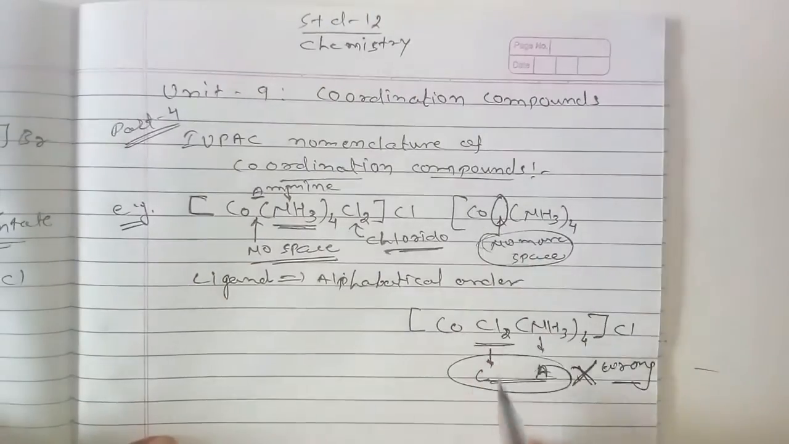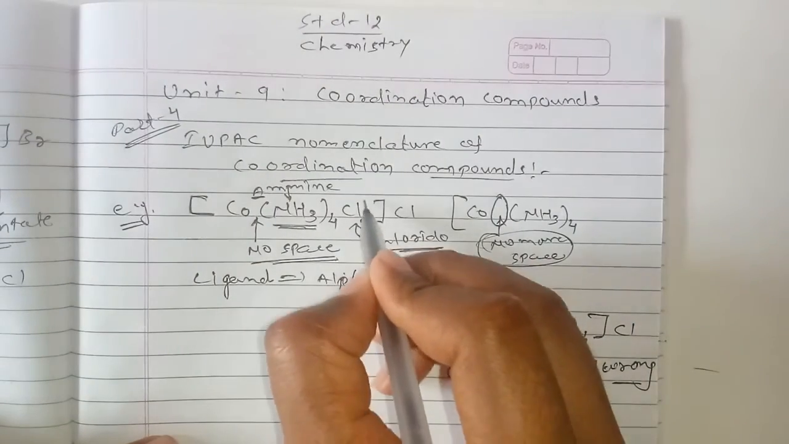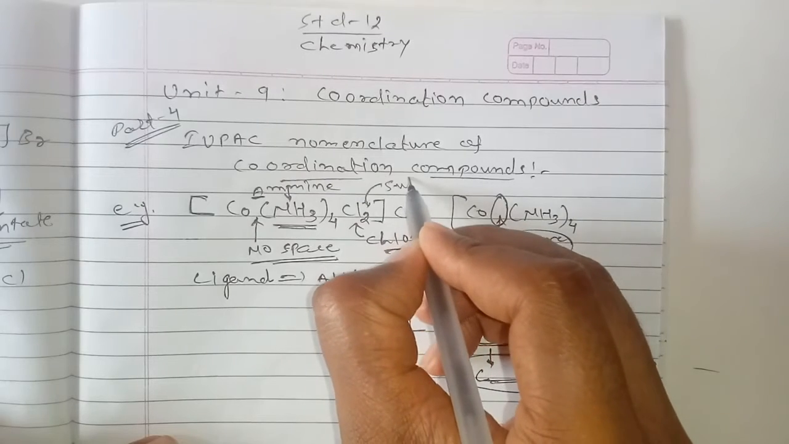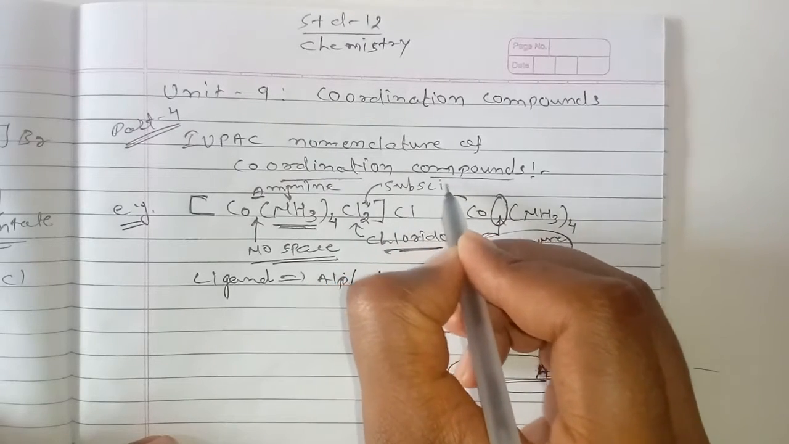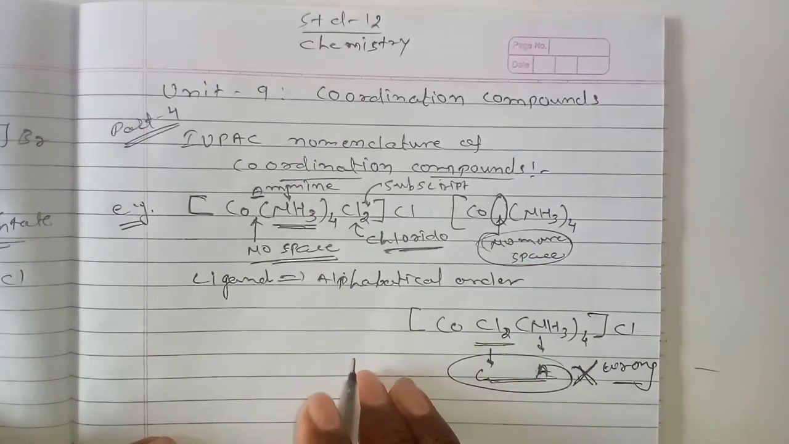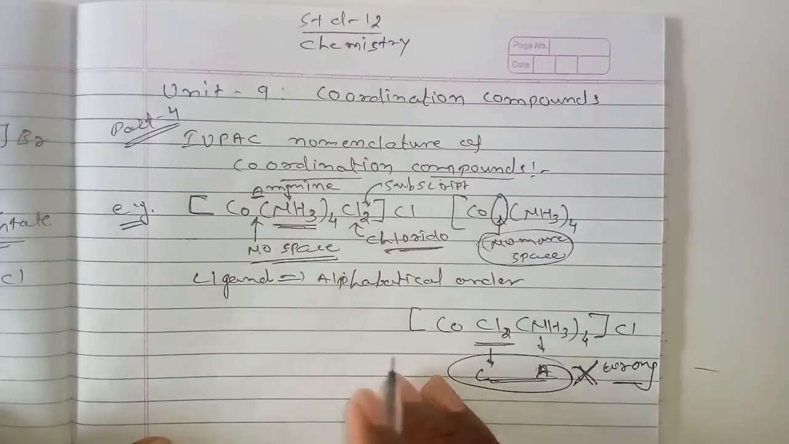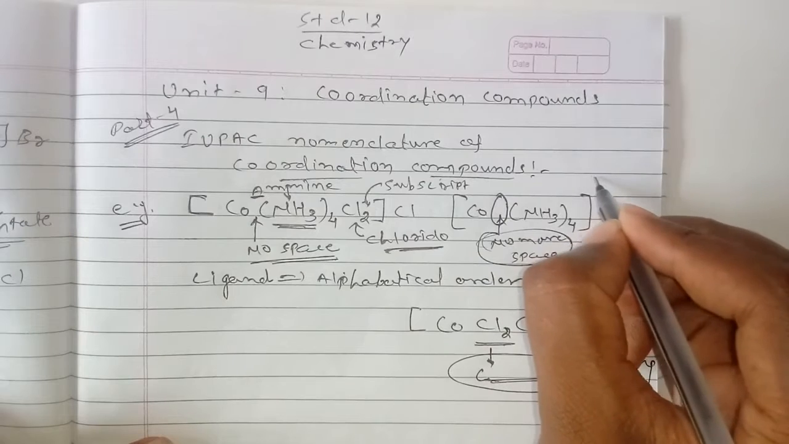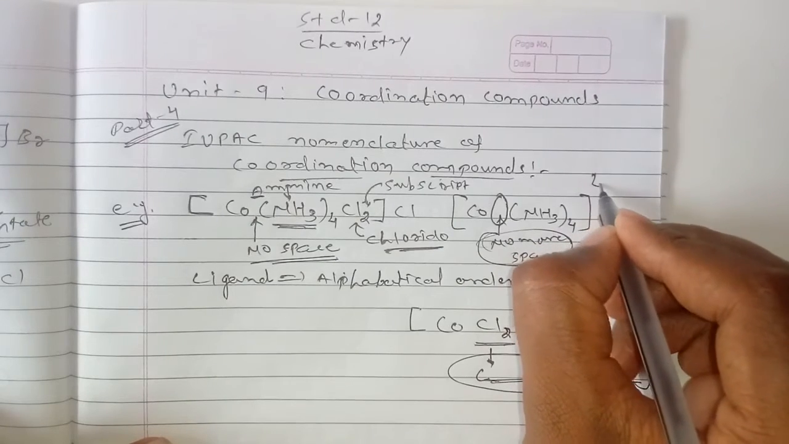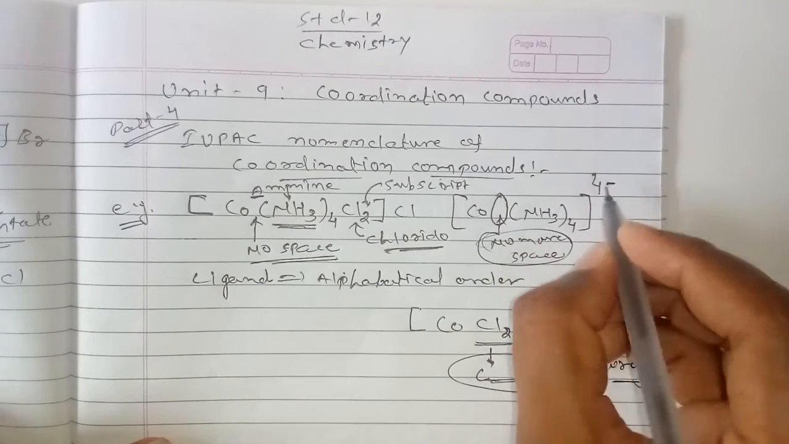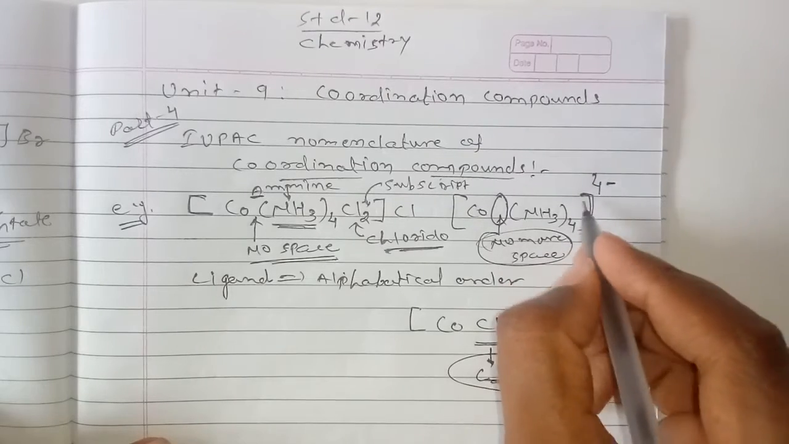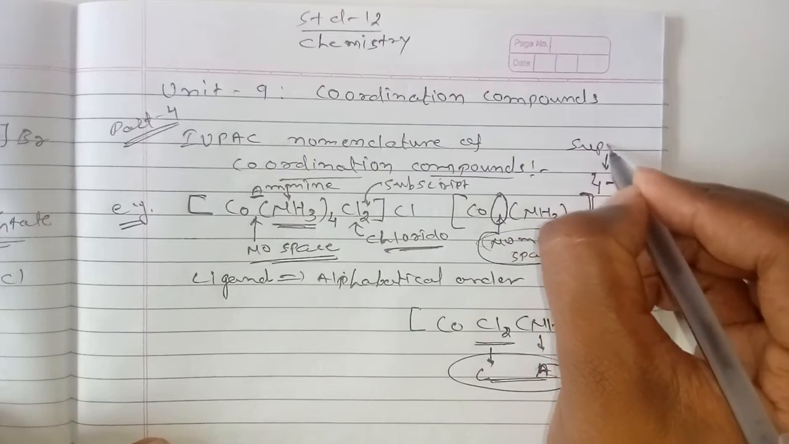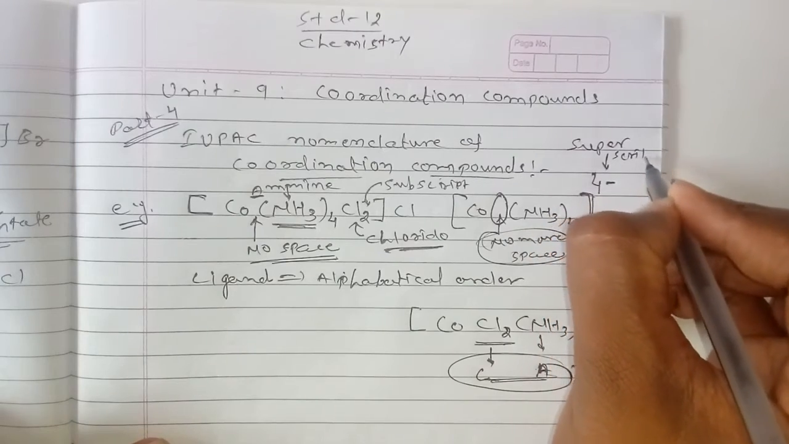And then after the Cl, this is called a subscript, and the number on the upper side of the square bracket is said to be a superscript.